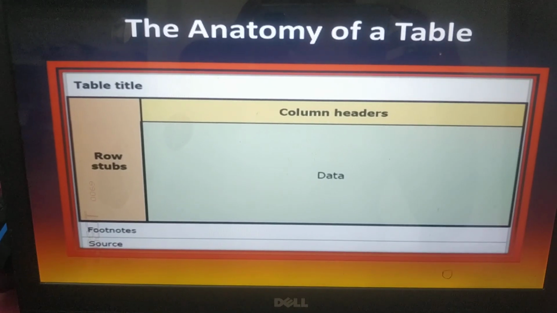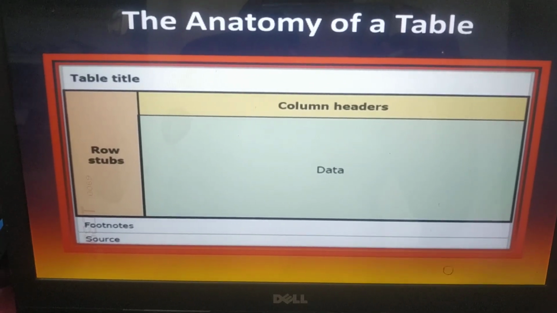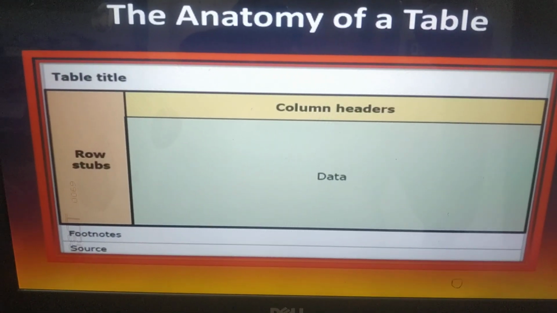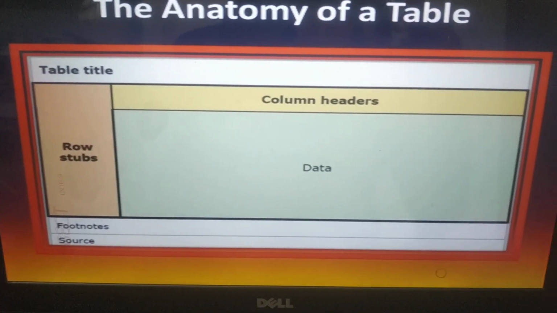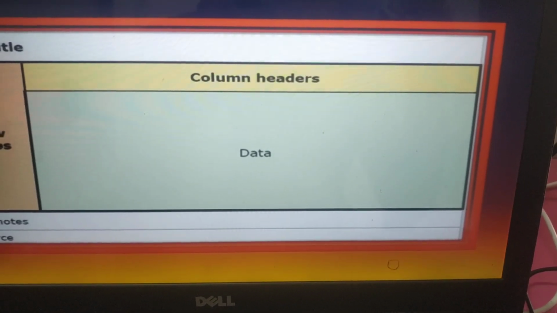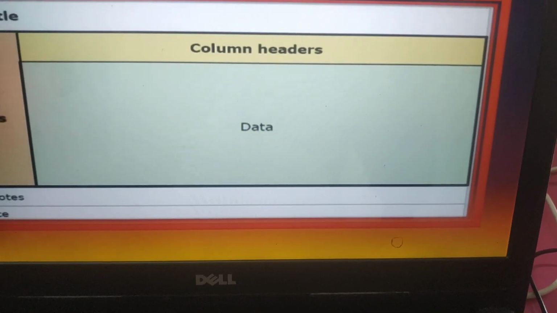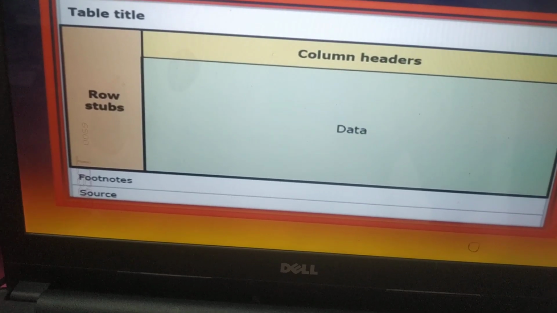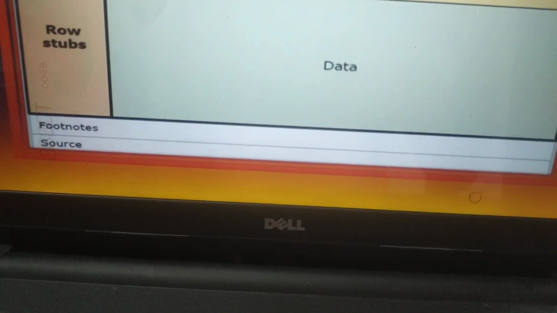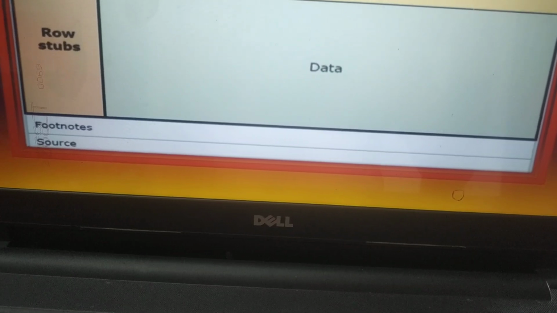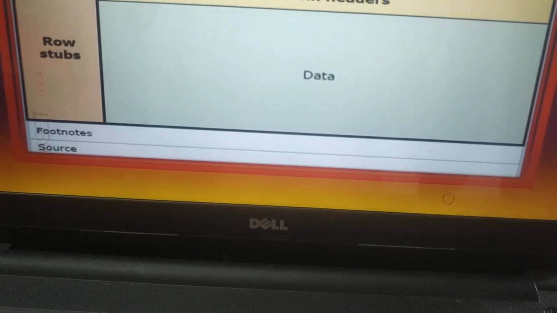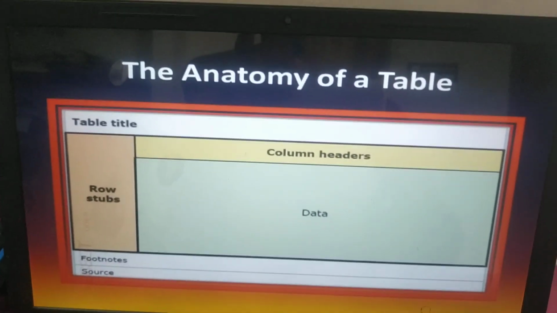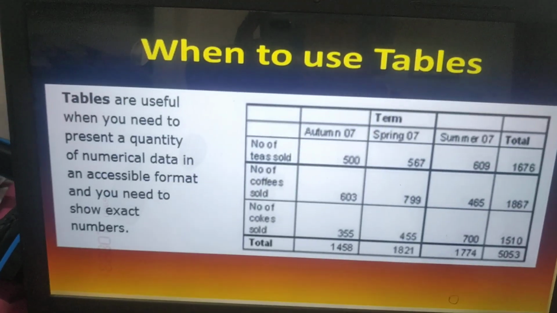Right? The anatomy of your table. First, at the top, you have to give the table title, and below that the column headers, and the central part is the data, then the row labels, and you have footnotes, otherwise called legends, and you have to write the source, where you have taken it from. This is the anatomy of your table.